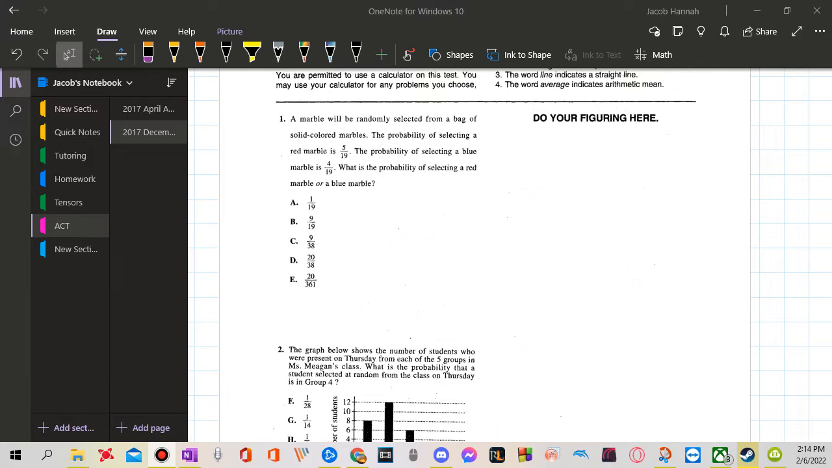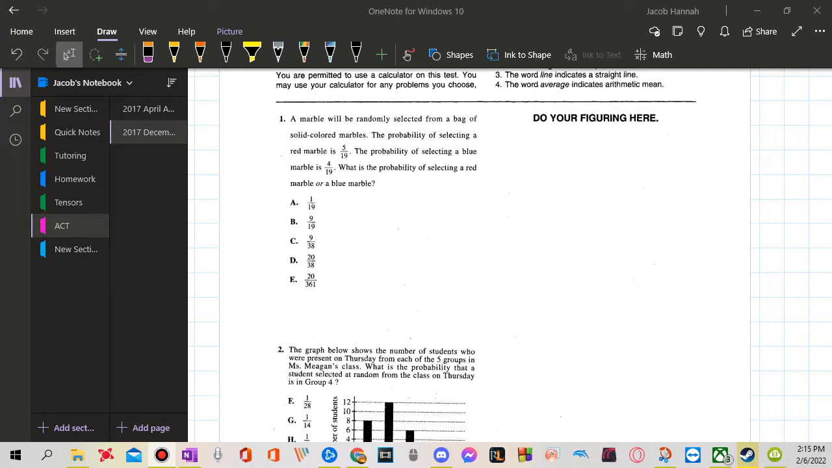A marble will be randomly selected from a bag of solid colored marbles. The probability of selecting a red marble is 5/19. The probability of selecting a blue marble is 4/19. What is the probability of selecting a red or blue marble?